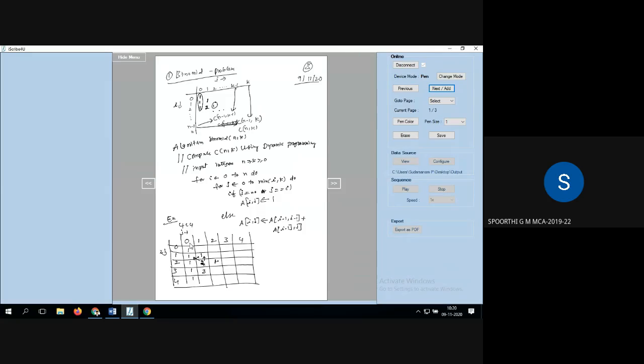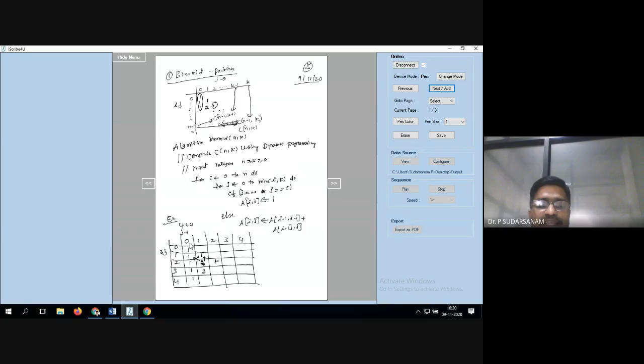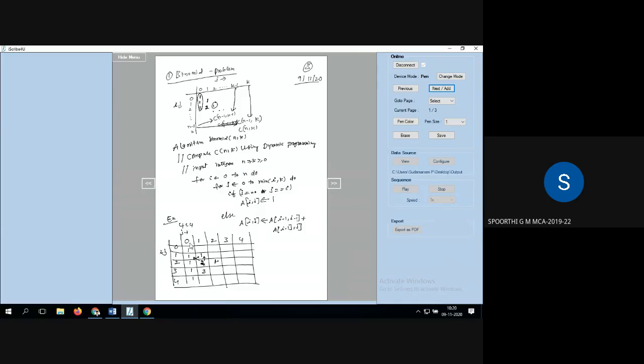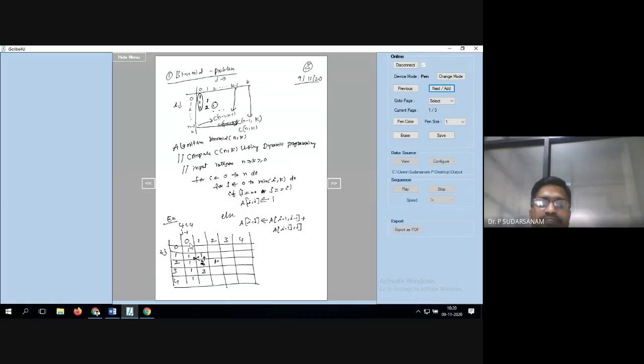Sir. Madam, above 1, correspondingly A of 3 comma 2, how much? Above, sir, I didn't get you. One second, A of 3 comma 2 we have to calculate. Yes, sir. If you want to calculate 3 comma 2, I is not equal to J, so in that case whatever you have told for the else part, you write it.